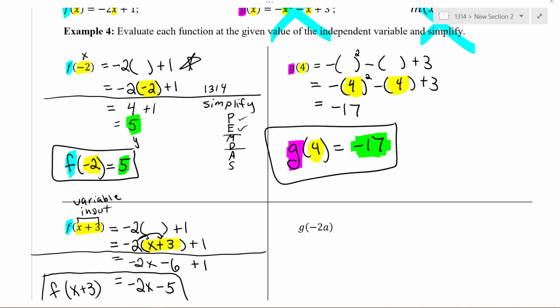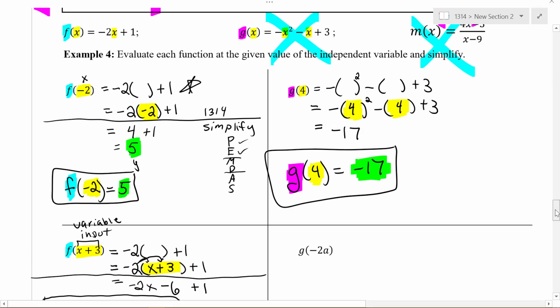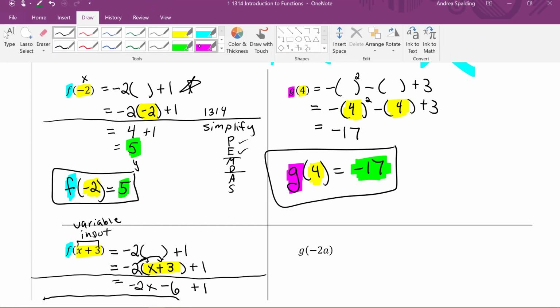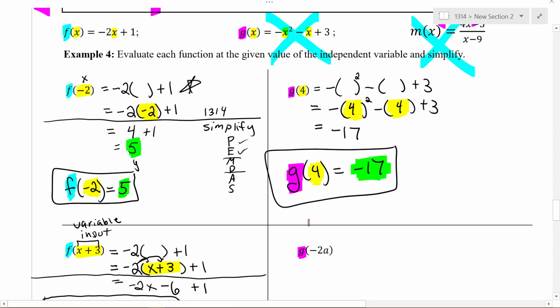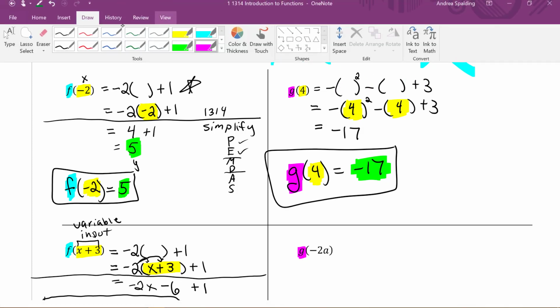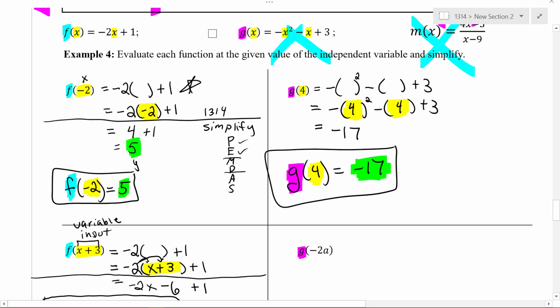Okay, so how do we tackle these types of problems? Now, I want you to do the first step every single time. Which equation are we using? Well, we're using equation g. And I want you to think about how we did equation g with a positive 4. The first thing we did is we went to equation g and we replaced all of the x's with parentheses. This step becomes even more important when you're putting in something other than just a number. If you're putting in some variables, this step becomes super important.